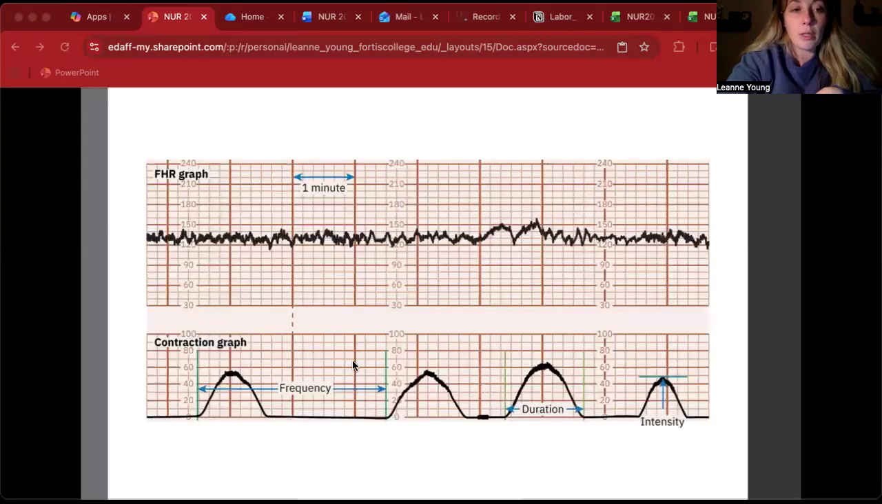Here's a really good picture that shows you all the things. So when we're talking about duration, you can see here, we measure from the start of one contraction to the end of one contraction. Frequency would be the start of one contraction to the start of the next contraction. Okay. Intensity, like I said, you can feel it and palpate it and list it as mild, moderate, or strong. The only time you'd actually get a measurement for intensity is if you're using an intrauterine pressure catheter to measure it itself. Okay.